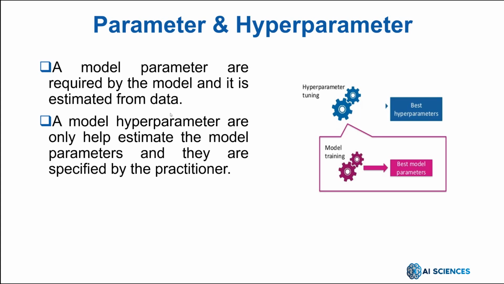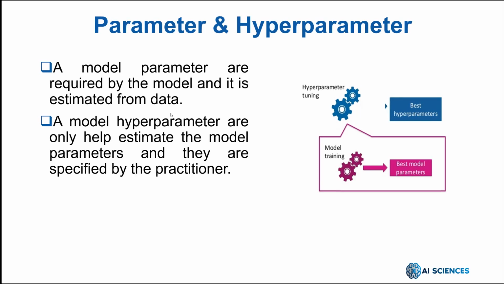On the other side, a model hyperparameter is a configuration that is external to the model and whose value can't be estimated from data. They often help estimate the model parameters, and they are often specified by the practitioner.